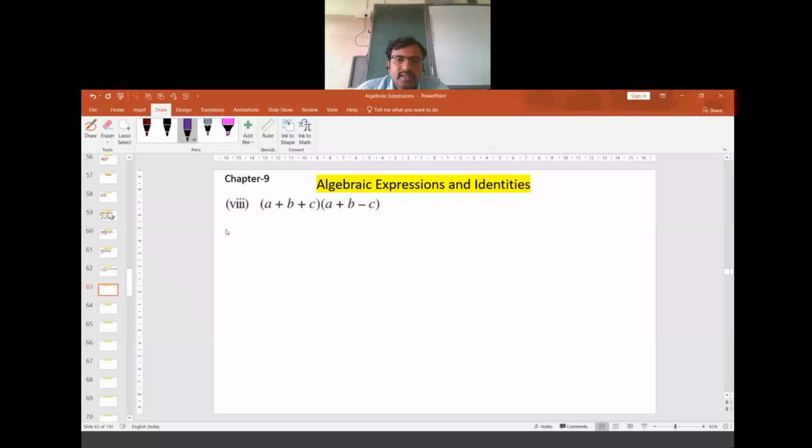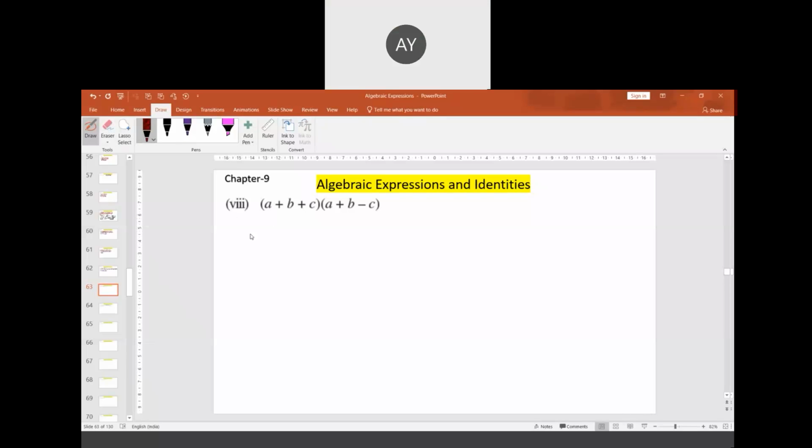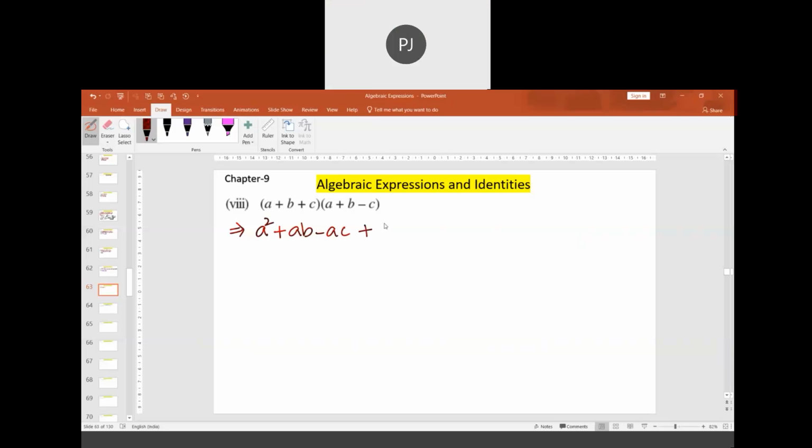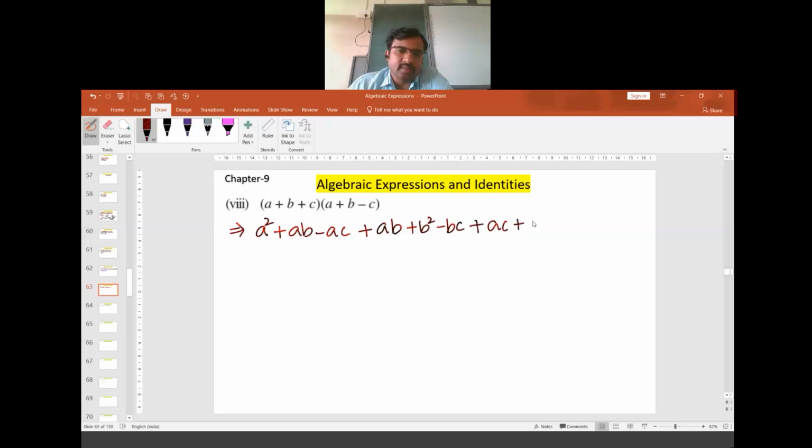Now, it's easy. a multiplied to these three terms, followed by b multiplied to these terms, followed by c multiplied to these terms. When a is multiplied, we get a square plus ab minus ac. Then b: plus ab plus b square minus bc. Then c: plus ca plus cb minus c square.